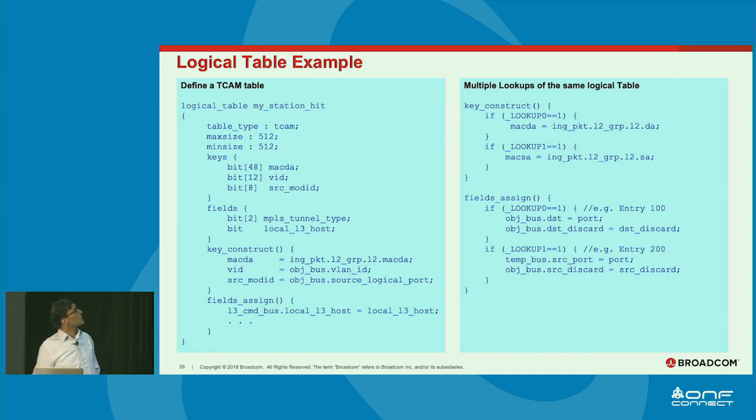Here I'm showing you a logical table. We already talked about a table being looked up twice. There are a couple of things to point out here. You could have a custom key construction method here in NPL. When you have a logical table, you could describe what your key is, okay? And then here I'm showing another example where I show what the key is for lookup 0 and what the key is for lookup 1.